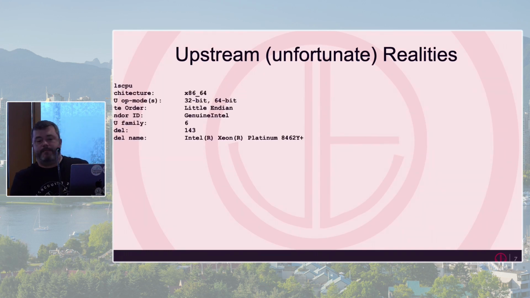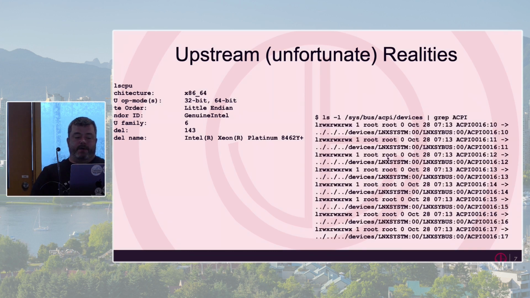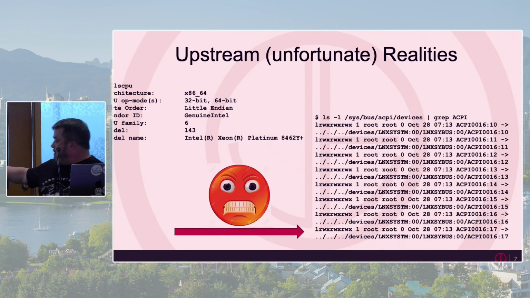Okay, so here we have a Sapphire Rapids, so get out your little magic decoder rings and look up what the 8462Y+ Xeon Platinum is. It's a Sapphire Rapids, just trust me. And if you go and look in /sys/bus/acpi/devices and look in the ACPI tables that are actually exported, you get down to ACPI 0016, and there is no ACPI 0017, and you're like, what the fuck? I lost weeks of my life over this one.